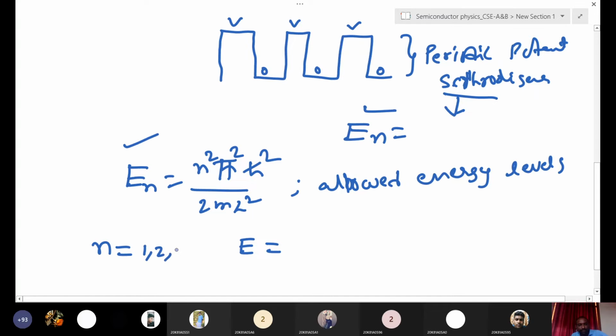One, two, three, four, like that, right? So these are allowed energy levels. If you substitute n equal to 1, 2, 3, 4, n here is the principal quantum number, and it is an integer.